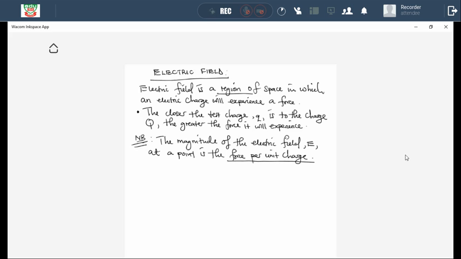So from this definition, you can come up with a formula for calculating electric field strength, right? So we are saying the magnitude of the electric field, which is represented by E, so you write your E there, can be defined as the force per unit charge, which means it is force over charge, right? So that is the first formula that we can use to determine the electric field at any given point around a charge, right?